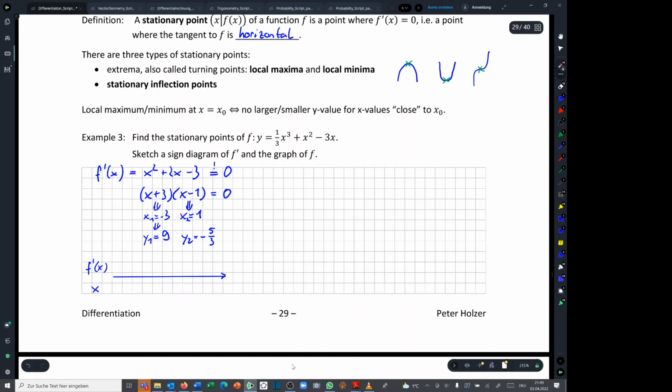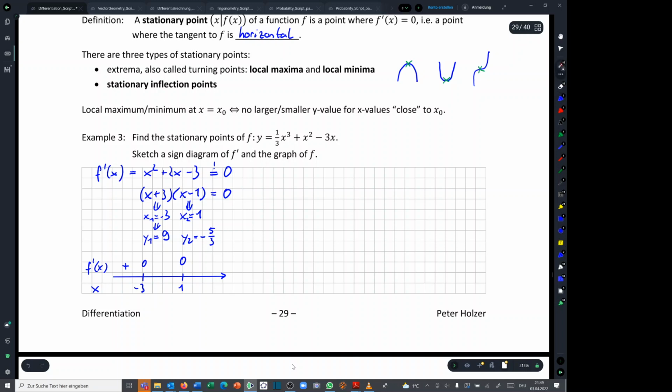Well, f dash of x is obviously everywhere defined, x squared plus 2x minus 3. So where is it 0? It's 0 at x being -3, and it's 0 at x being 1. Now let's find for these three regions whether f dash of x is positive or negative. To the left of -3 we can insert -10. We get 100 minus 20 minus 3, well, that's obviously positive.